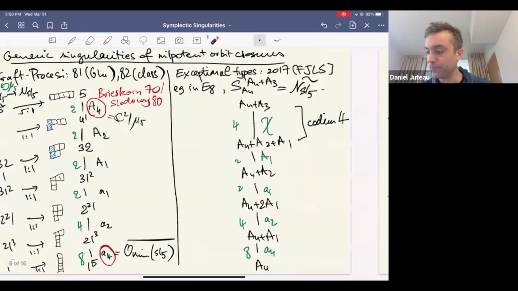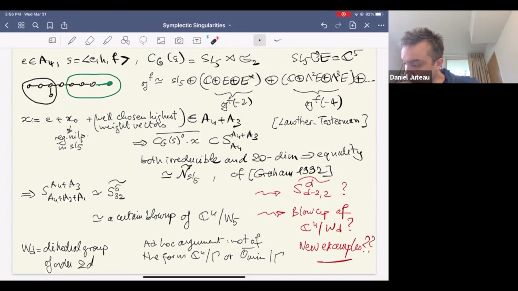All right. And we could also show that it has another description. So you take W5, the dihedral group of order 10, and when you have a reflection group, you can always form V plus V star divided by the reflection group. So in this case, it's C4 divided by the dihedral group of order 10. So we have really explicit equations.